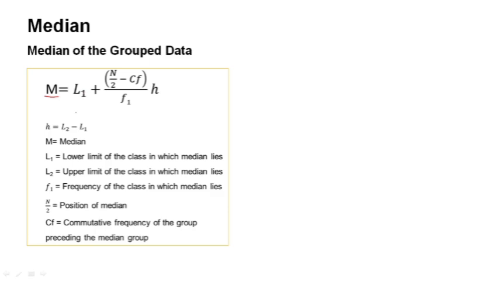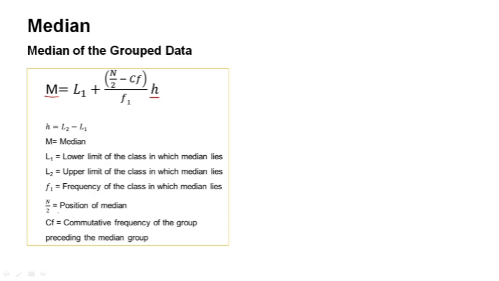In this, L1 is the lower limit of the class in which the median lies. L2 is the upper limit of the class in which the median lies. We need to know L2 for finding the value of H. H can be determined from the lower limit of the median class and the upper limit of the median class. F1 is the frequency of the class in which the median lies.